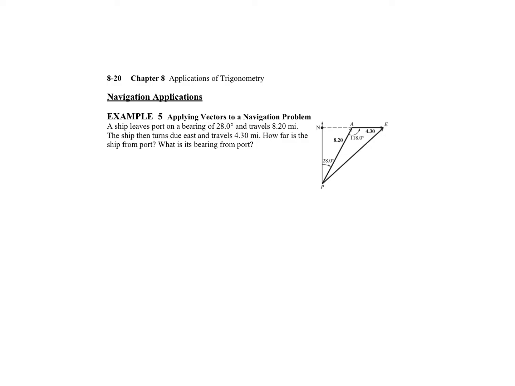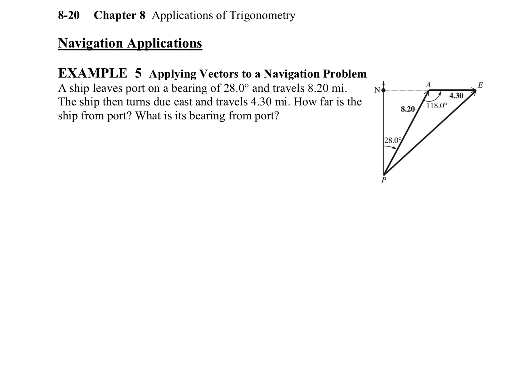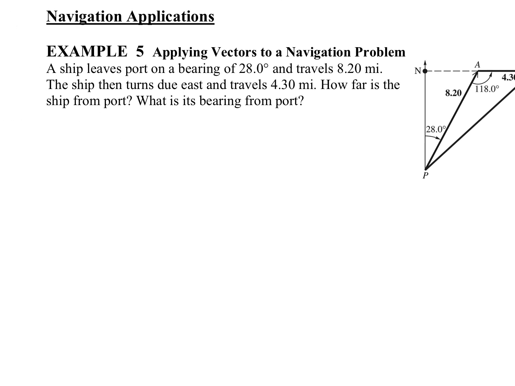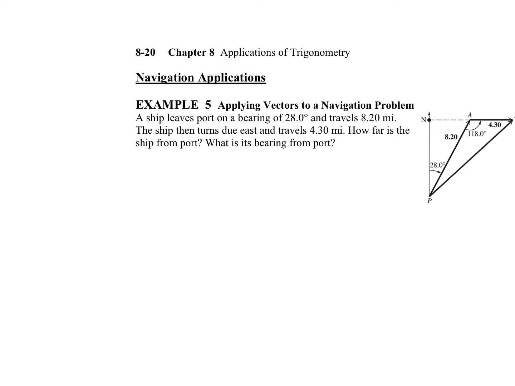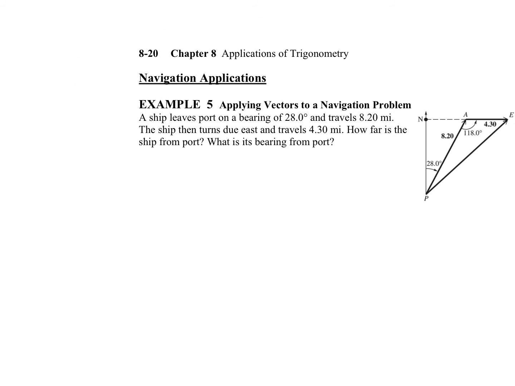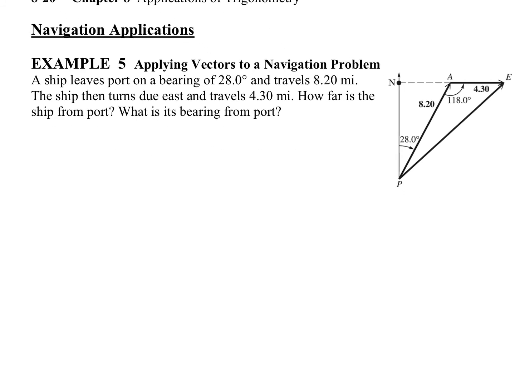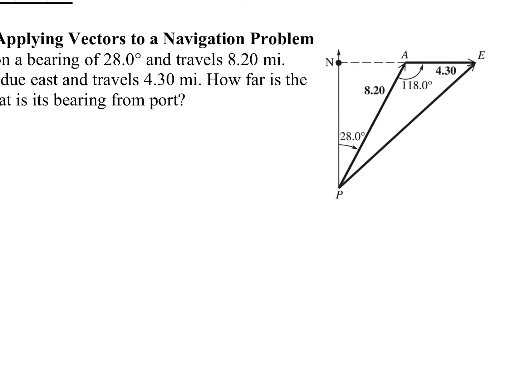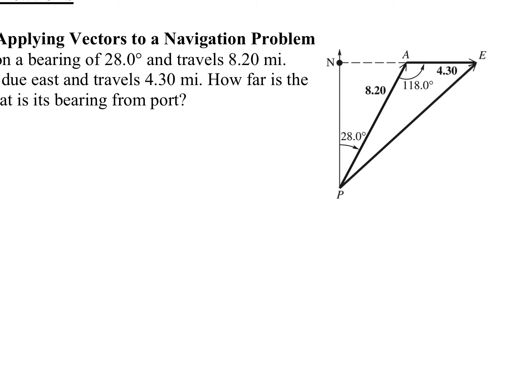Maybe the plane comes up after. Example 5, applying vectors to a navigation problem. This is a ship. We didn't do a plane. I don't know if I want to. So I got ahead of myself where that picture was. Applying vectors to navigation. So look at the picture here.